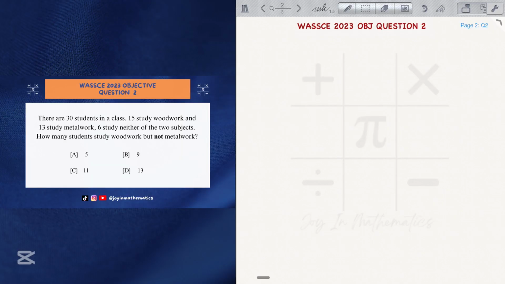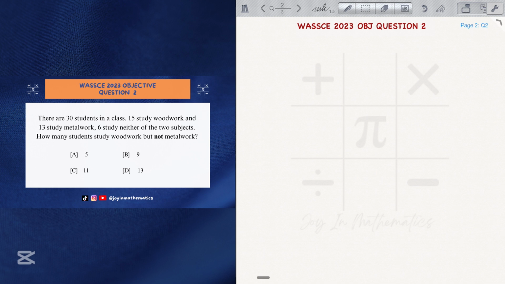WAEC 2023 objective question number 2. The question says there are 30 students in a class, 15 study woodwork and 12 study metalwork. 6 study neither of the 2 subjects. How many students study woodwork but not metalwork?